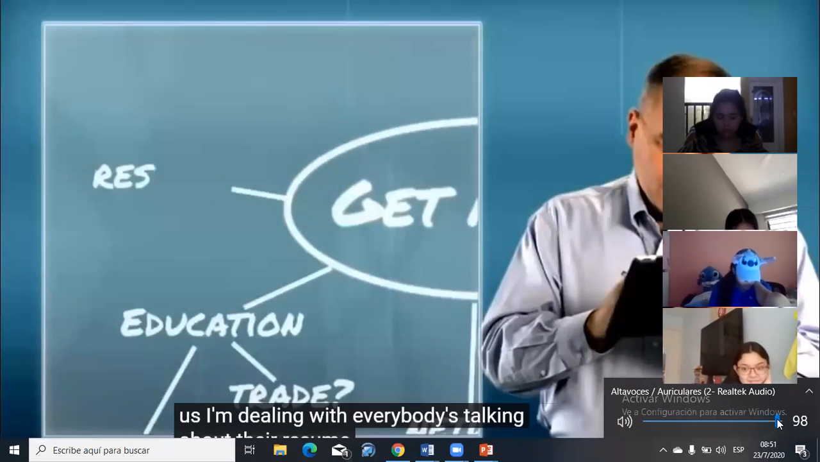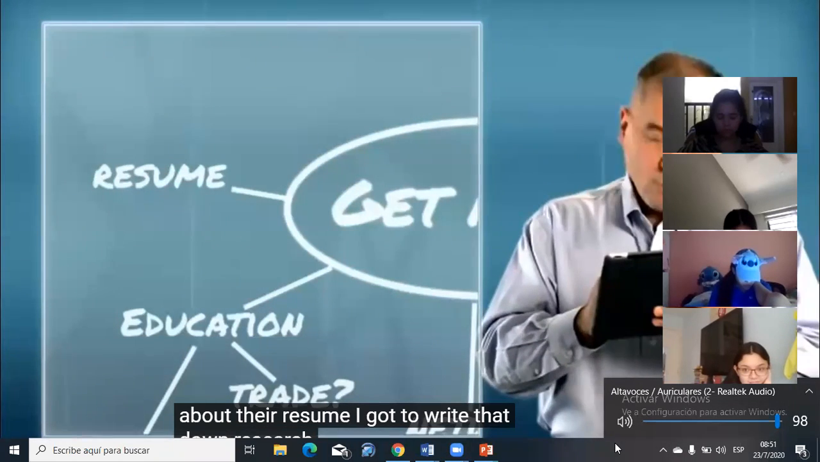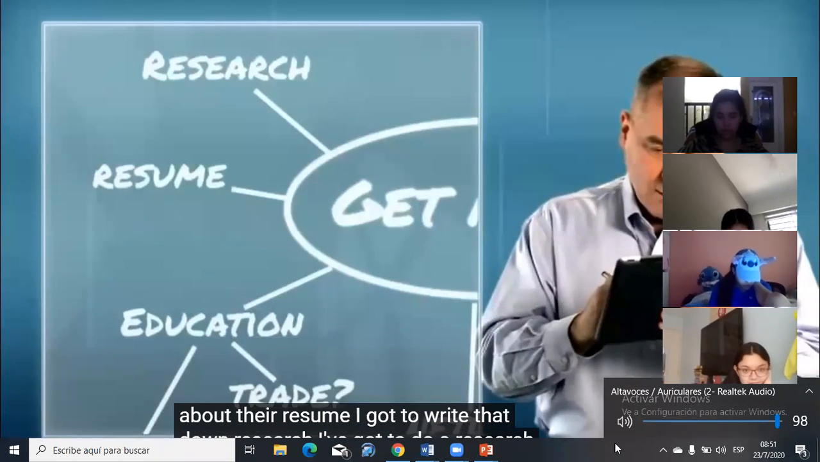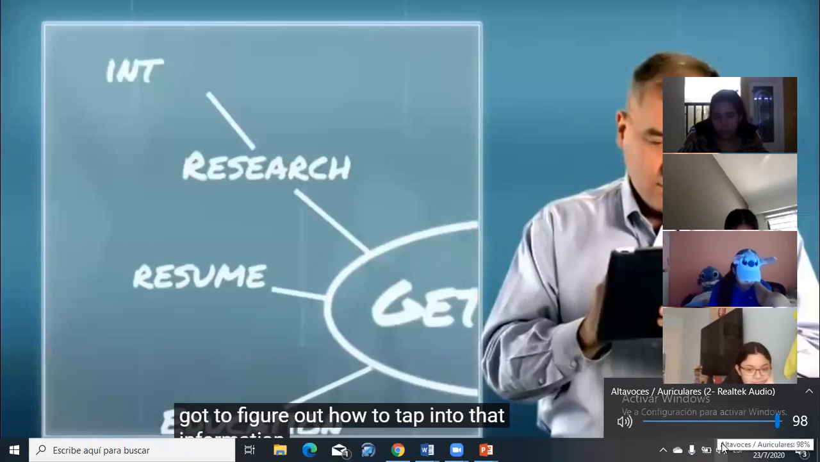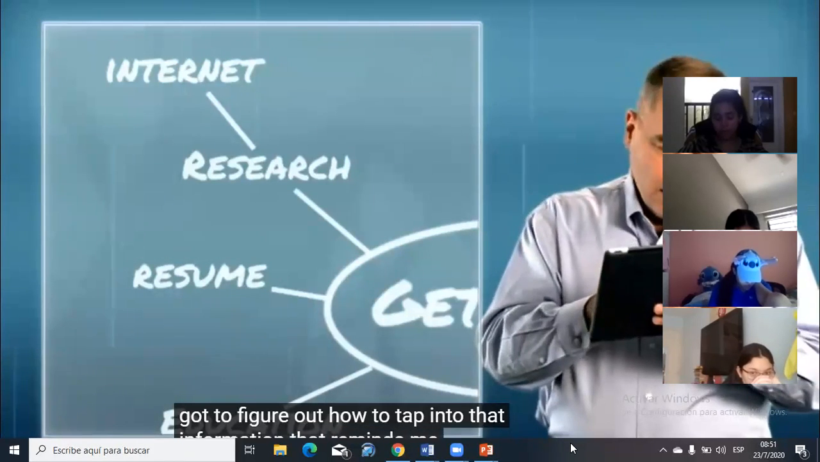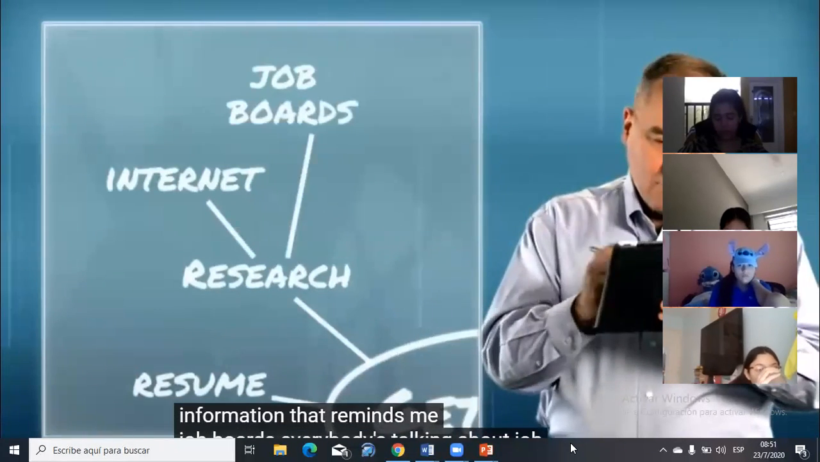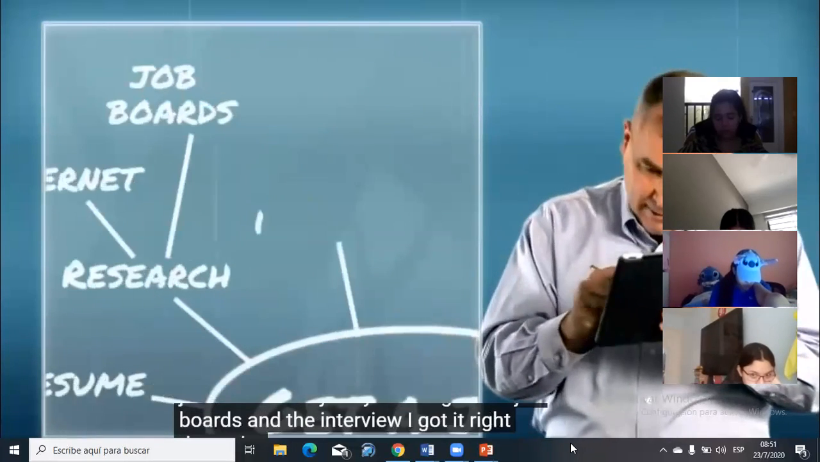Speaking of money, what about the GI Bill? I need to make sure I have that information as well, so I know what assets I'm dealing with. Everybody's talking about their resume. I got to write that down. Research. I've got to do research. The internet's full of information. I got to figure out how to tap into that information. That reminds me, job boards. Everybody's talking about job boards. And the interview. I got to write down the interview.